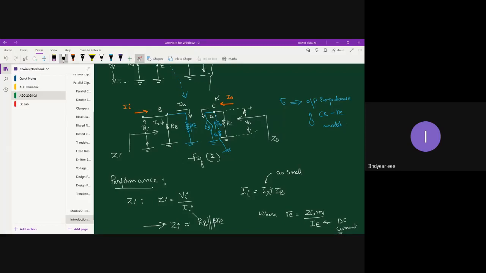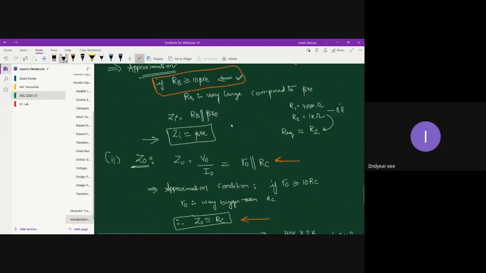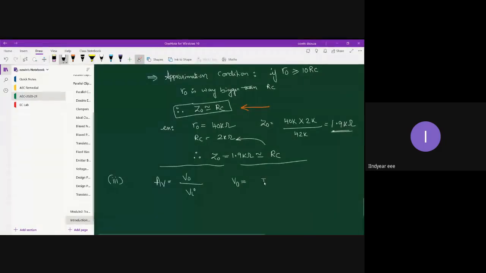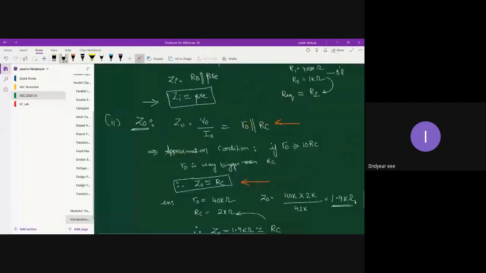V0 is the voltage measured from collector to ground. Correct. So V0 can be written as I0 into the resistance RC parallel with R0.